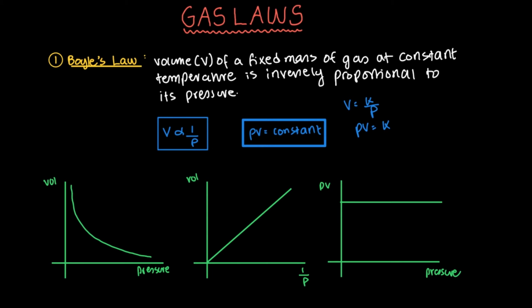So when you draw a graph of volume against pressure, you're going to get this shape, which refers to inverse proportionality. If you draw a graph of volume against 1 upon P, you'll get a direct proportional graph. And PV is constant. So no matter what value of pressure you put in, the value for PV is going to stay the same because it's constant.